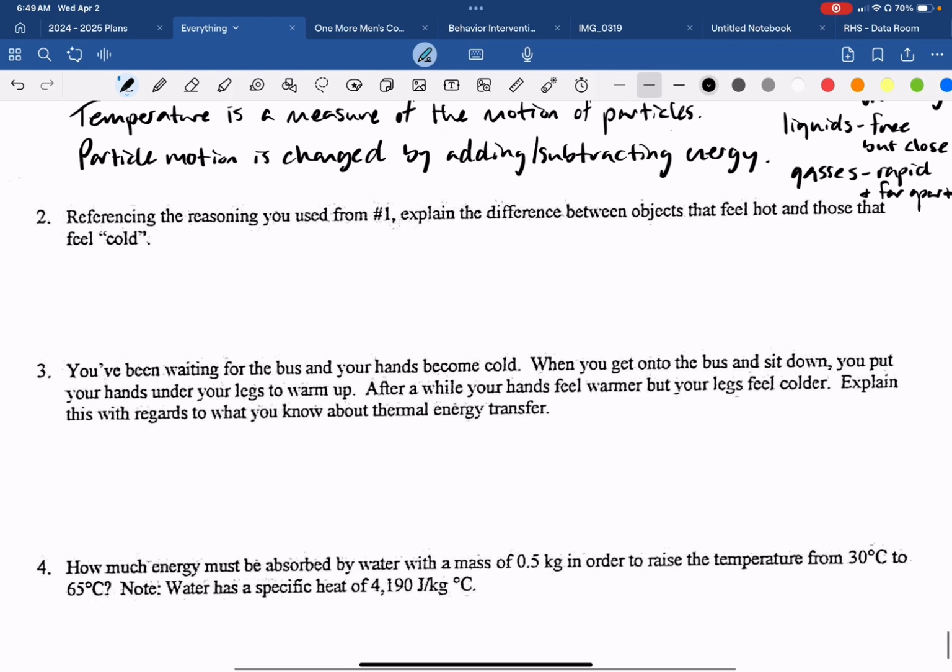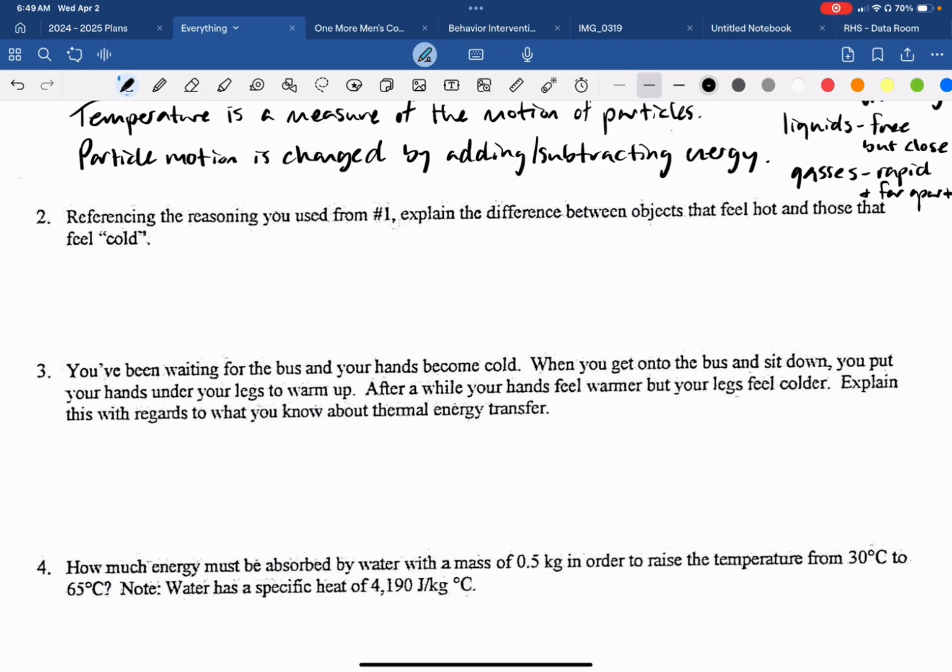All right, so number two says, referencing the reasoning you use from number one, explain the difference between objects that feel hot and those that feel cold. Well, for objects that feel hot, that means the object's particles are moving faster. When you touch them, energy flows from the object to your hand. This increases the motion of the particles in your hand, and you get the sensation of heat. For cold, it's going to work in the opposite direction. If you touch something that has less energy, that has a lower temperature or lower particle movement than your hand, then the energy is going to get transferred from your hand to the object. This is going to give you that cold sensation.